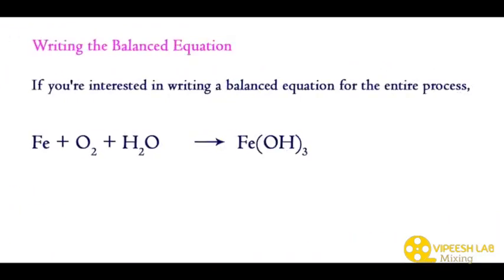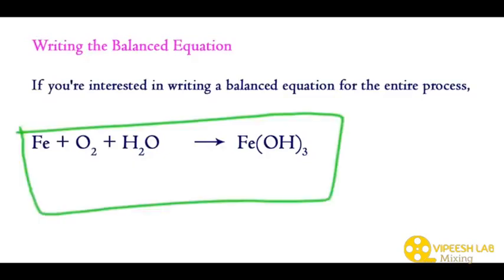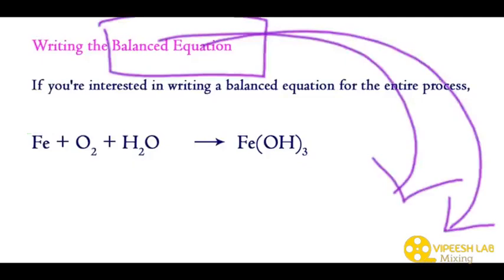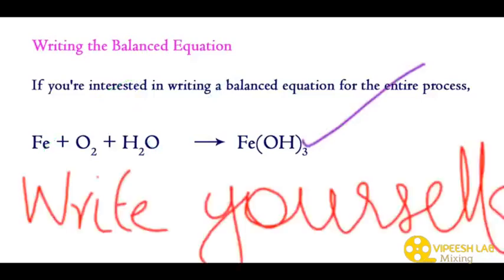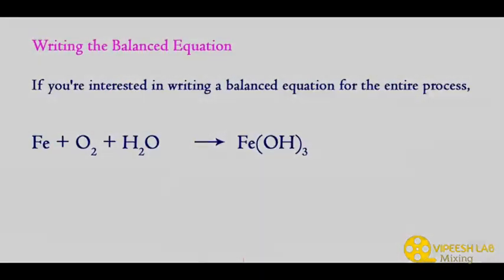And here I give a chemical reaction equation, and if you are interested in writing the balanced equation, you must try yourself how it can be balanced. Fe plus O2 plus H2O gives Fe(OH)3, and try to balance this equation. Thank you.